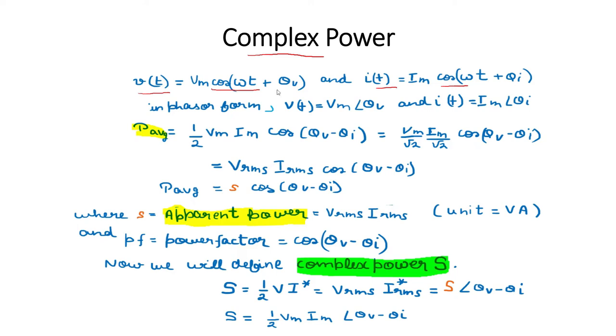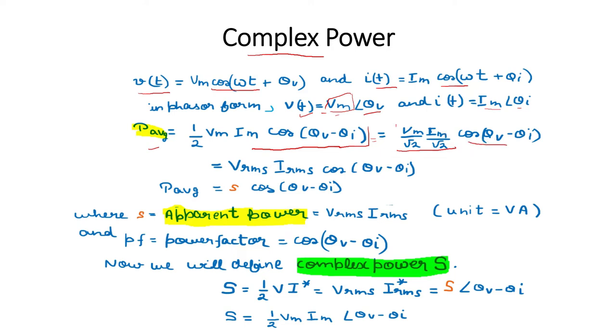In phasor form, V(t) can be written as Vm, which is the maximum value, with angle theta V, and similarly I(t) is equal to Im with angle theta I. We all know that the average power is half Vm Im cos(theta V minus theta I). This we have calculated. Now this average power can be written as Vm upon root 2 into Im upon root 2, and then this angle.